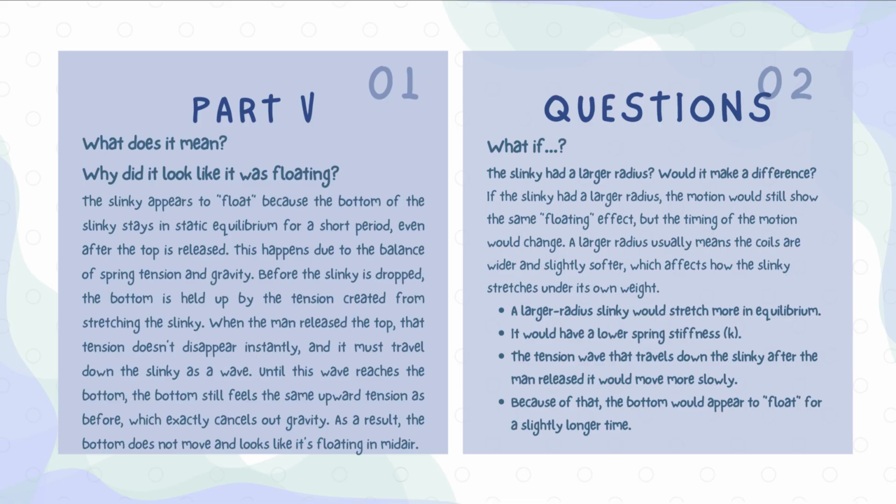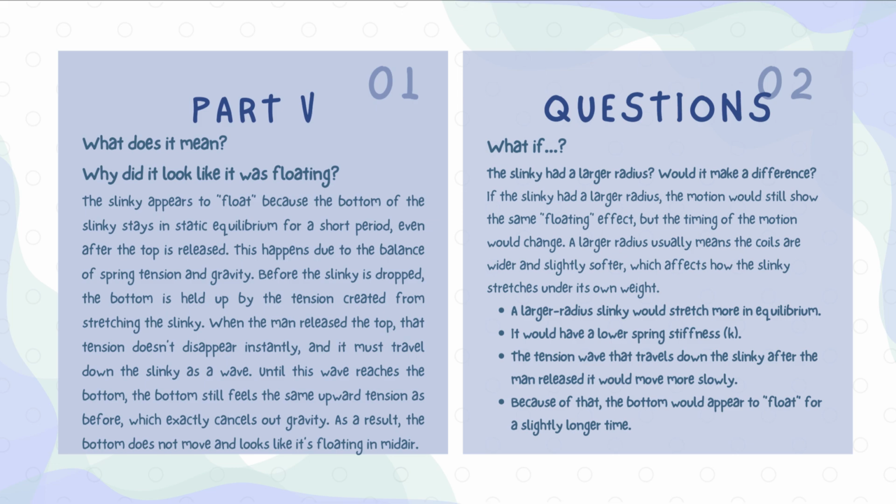For the second question, what if the slinky had a larger radius? Would it have made a difference? If the slinky had a larger radius, the motion would still show the same floating effect, but the timing of the motion would change. A larger radius usually means that the coils are wider and slightly softer, which affects how the slinky stretches under its own weight.